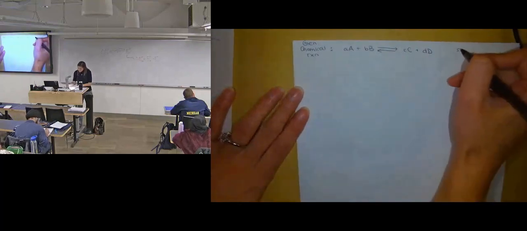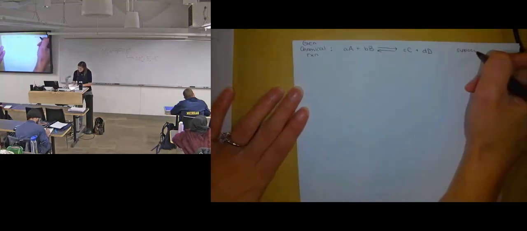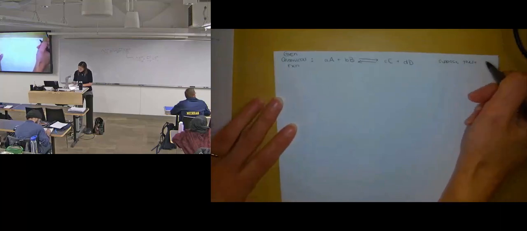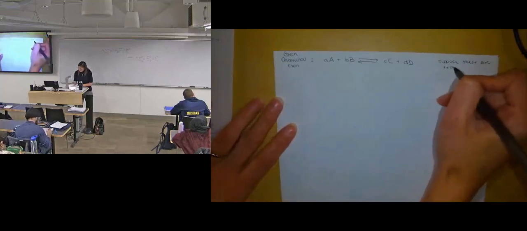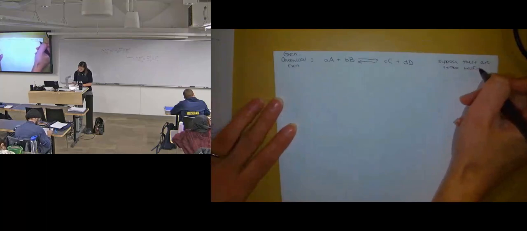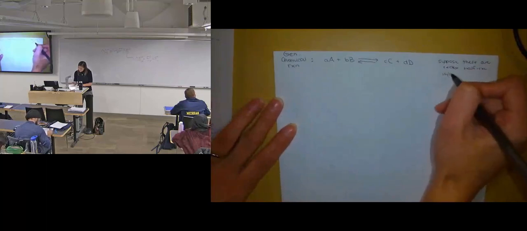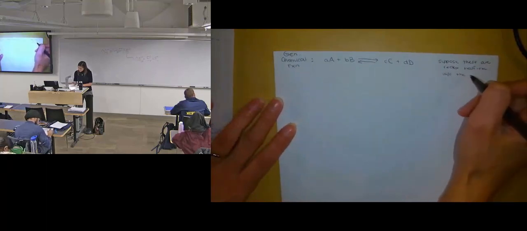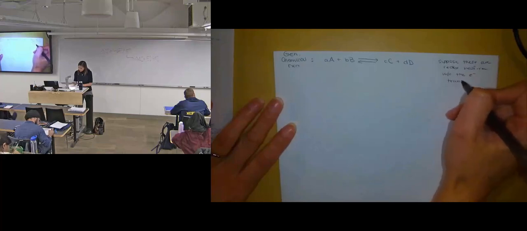Let's go ahead and suppose that these are redox. So suppose these are redox half reactions without the electrons drawn, right? Without the electron transfer being shown.